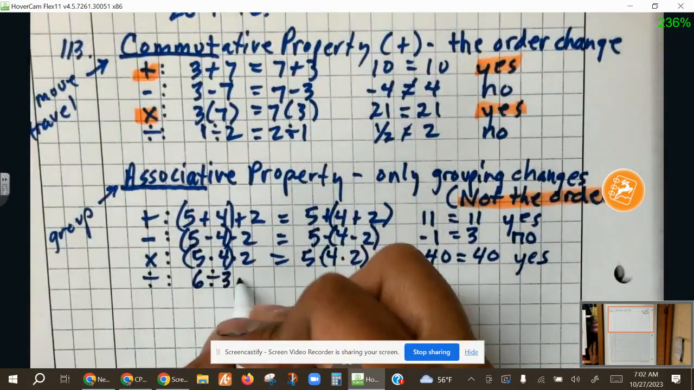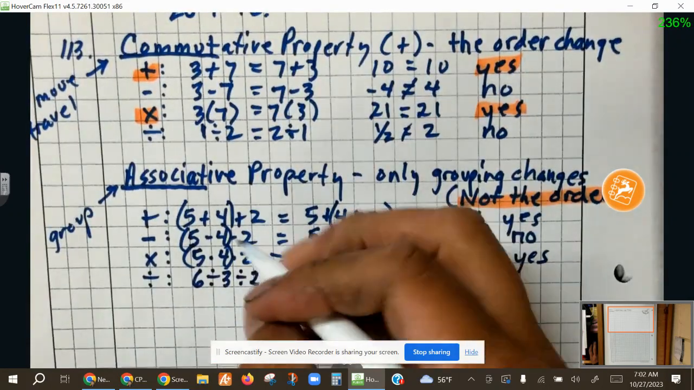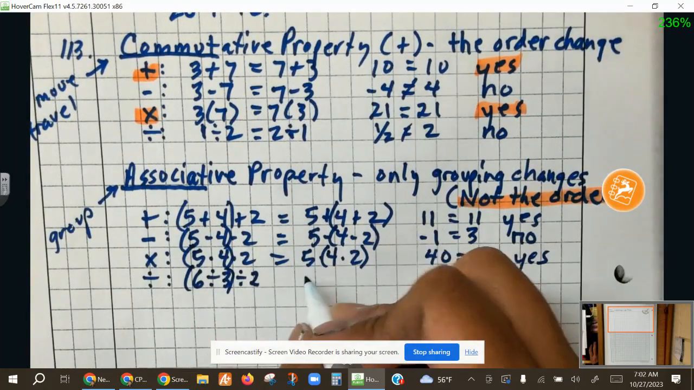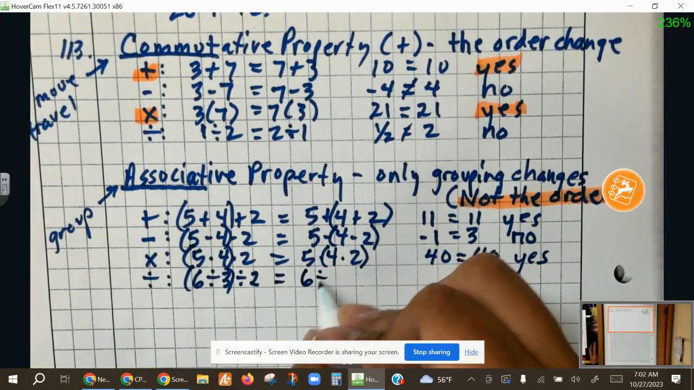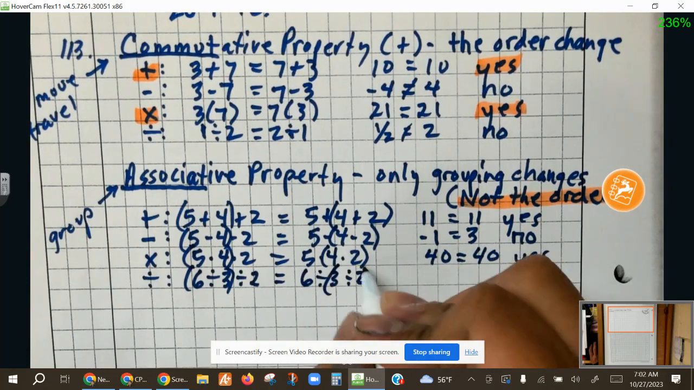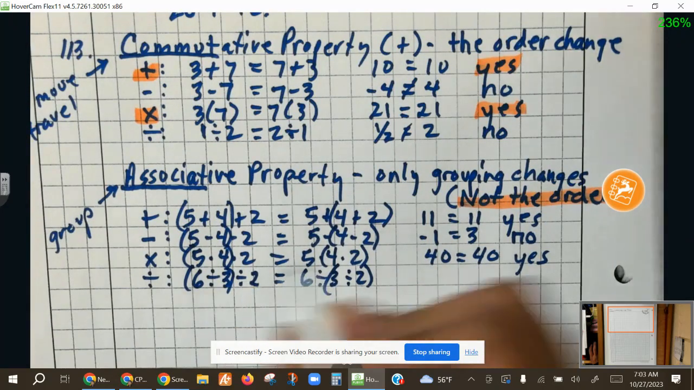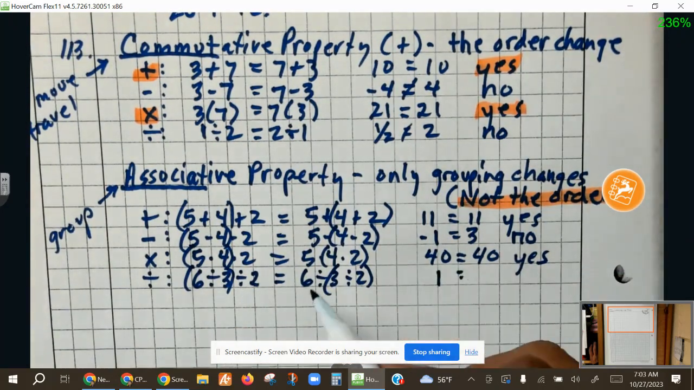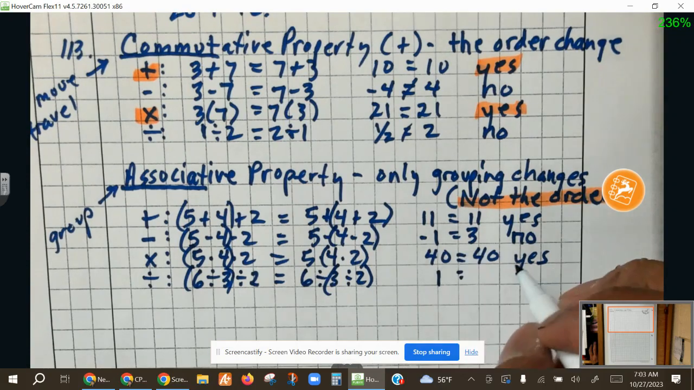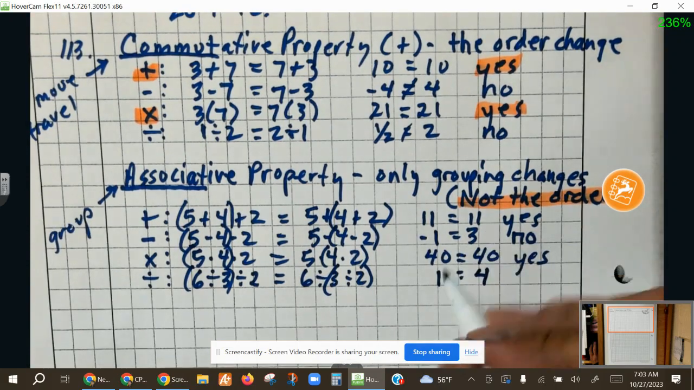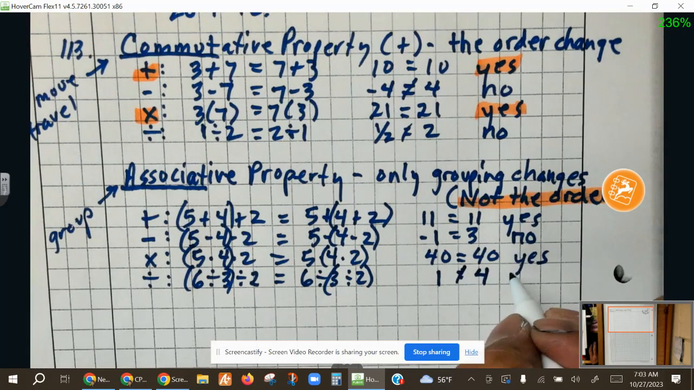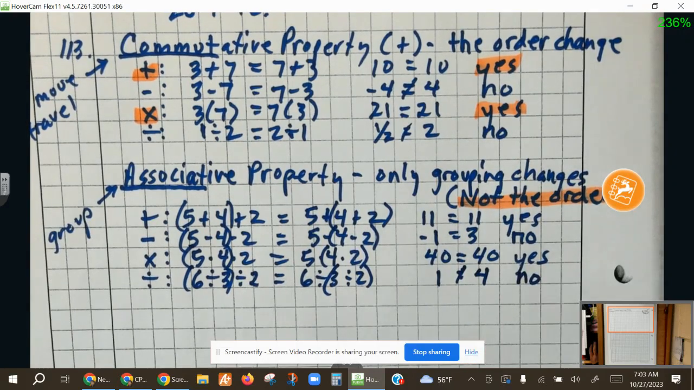Let's try division, see if it works. 6 divided by 3 divided by 2, where I'm grouping the 6 divided by 3. Does that equal 6 divided by 3 divided by 2, when I'm grouping this 3 divided by 2? All right, 6 divided by 3 is 2. 2 divided by 2 is 1. 3 divided by 2 is 3 halves. 6 divided by 3 halves is going to be 4. So these are not equal. So that is no.